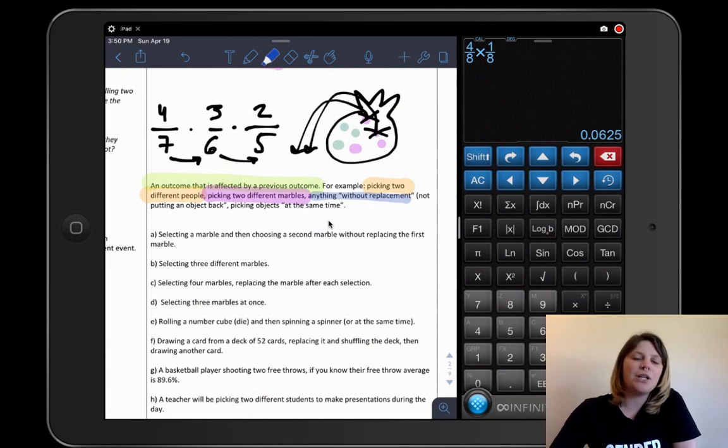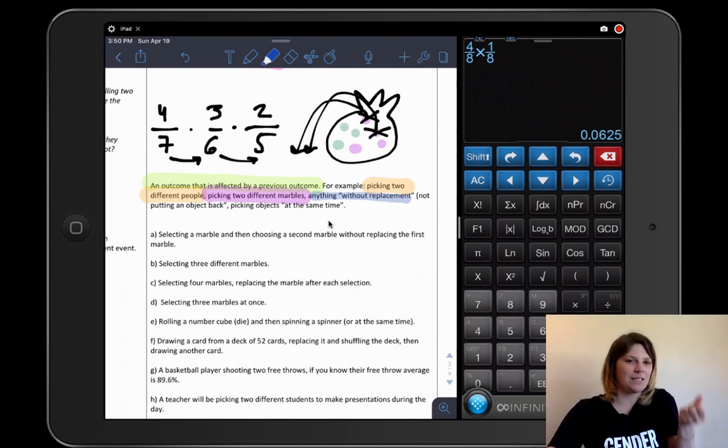You're not putting an object back is what it means. So another way to say this too is that you're picking something at the same time. Well, you can't pick 2 of the same thing at the same time. You have to pick 2 different marbles in order to take them at the same time.